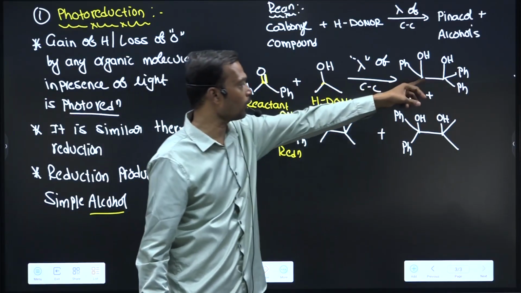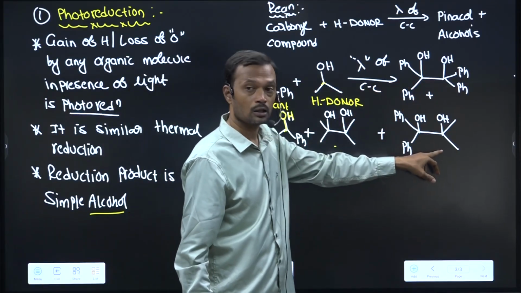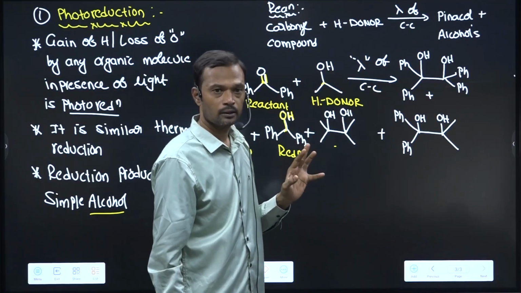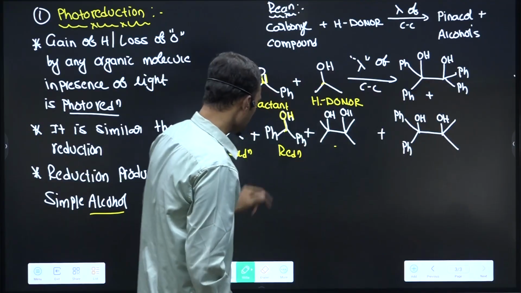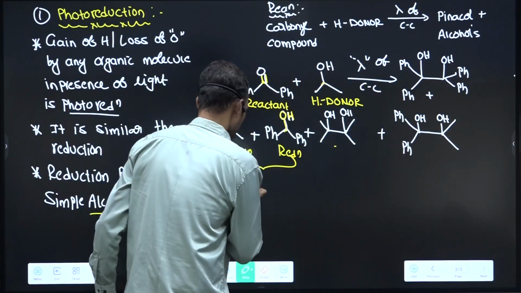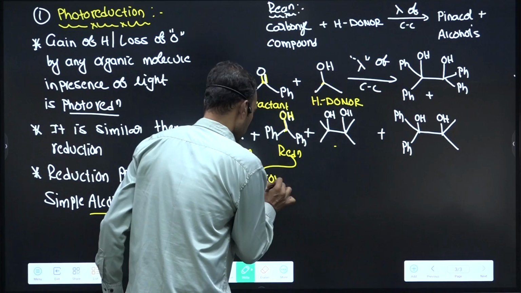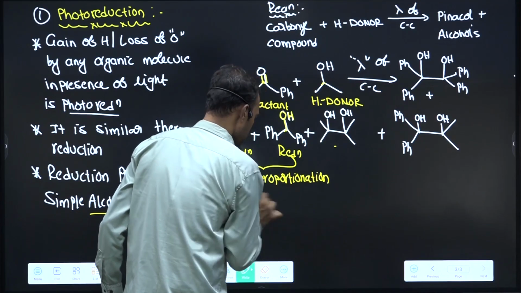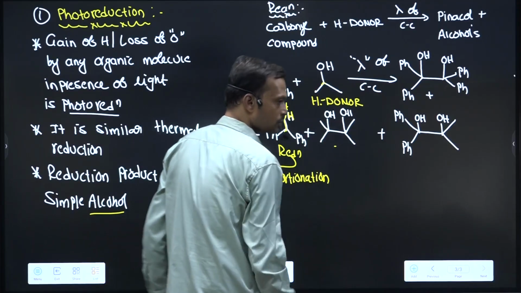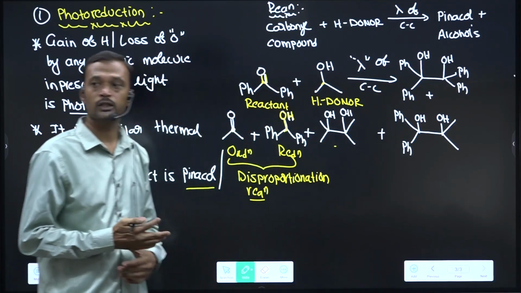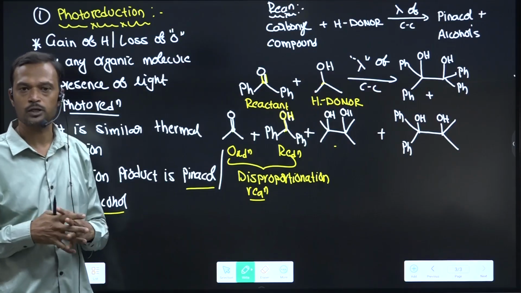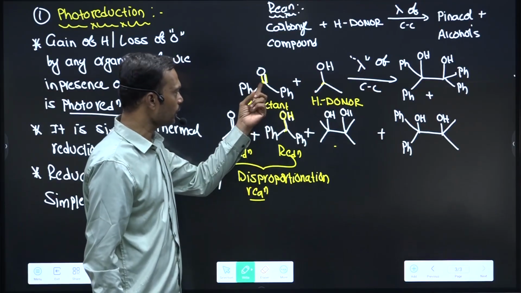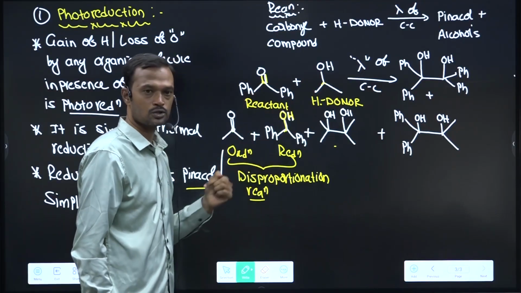Okay, this is called homocoupling. This is called cross coupling. I will show that later. But remember, three coupling reactions and one disproportionation reaction. Disproportionation reaction is nothing but oxidation and reduction taking place within the molecule. Cannizzaro reaction is an example of disproportionation. So this is undergoing reduction, this is undergoing oxidation.